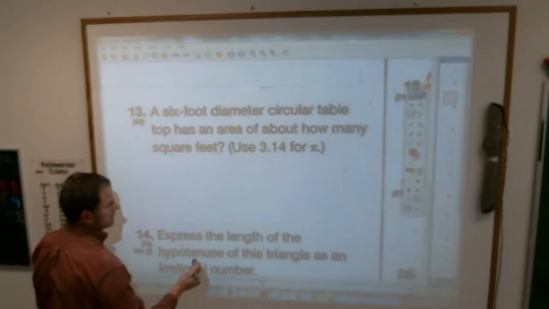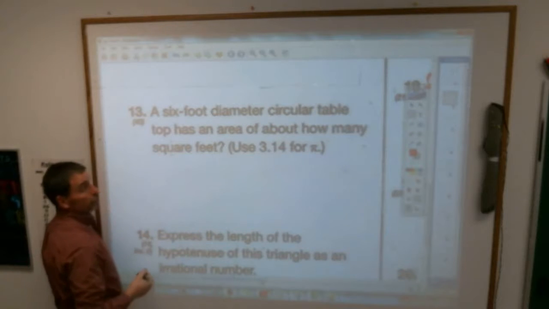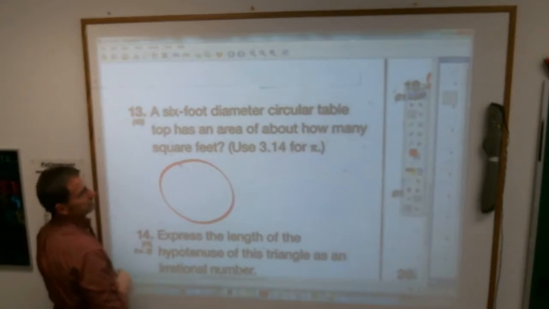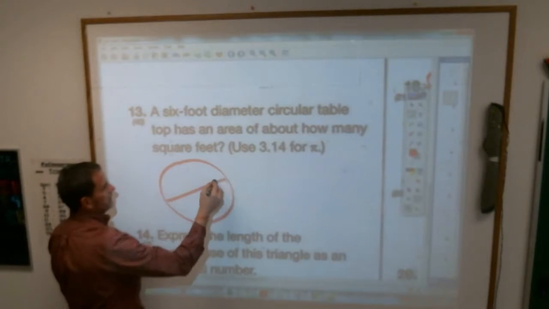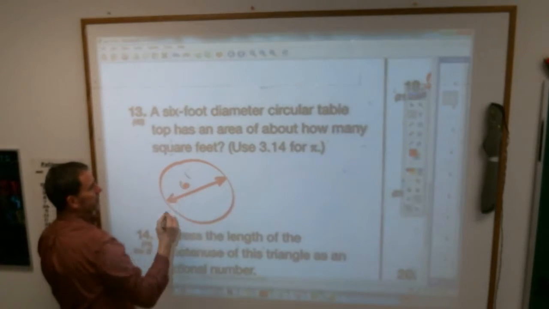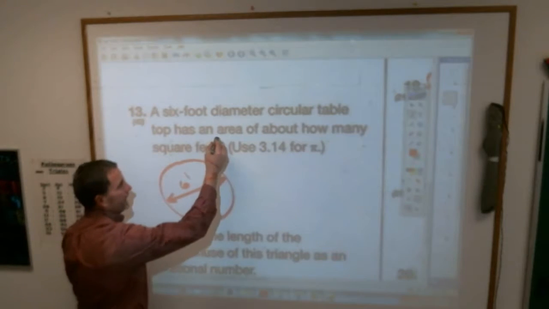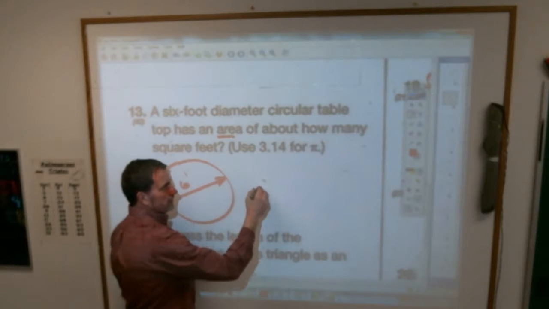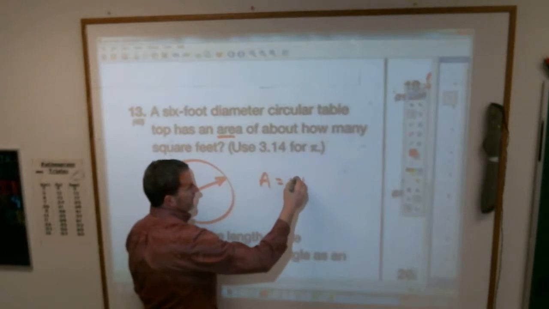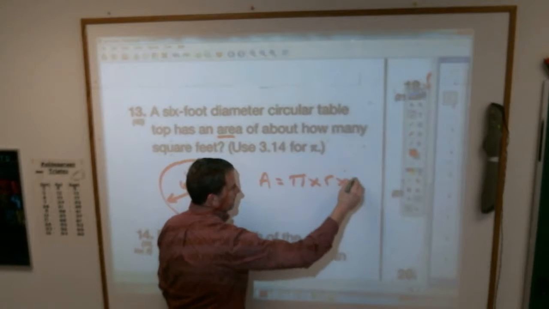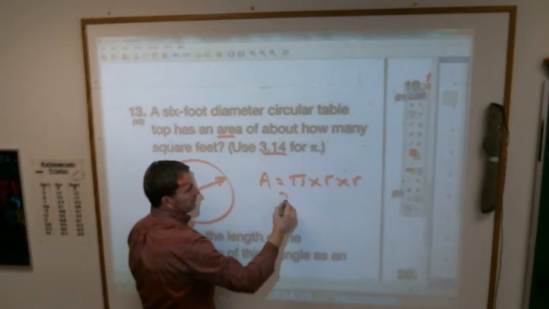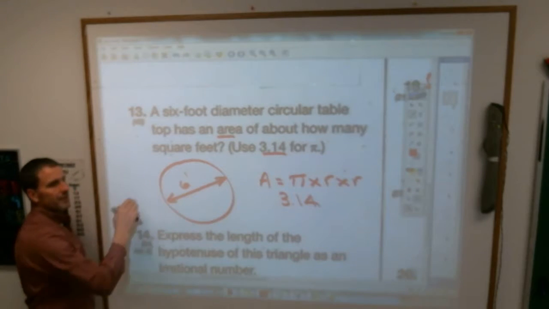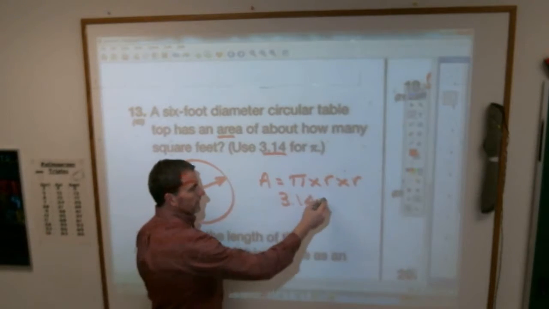Maybe I read the answer wrong because this doesn't sound hard to me. In your notes for tomorrow, which I encourage you to do, you would have drawn this round table. It's a 6-foot diameter. And then I would write down the formula for the area of a circle. Area of a circle is pi times radius times radius. And they told you what to use for pi, so that's pretty simple. And the radius, please make sure, 6 was the diameter, so the radius is 3.